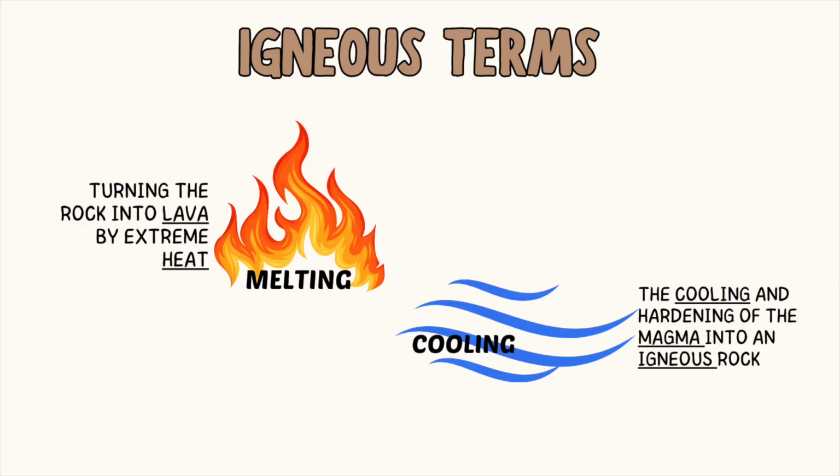Igneous rocks are formed when magma cools and hardens, okay? When things melt and are cooled. And we did this in our lab, and we'll look at that in a second. But essentially, if we turn rock into lava by extreme heat, that's melting it, and then it cools and it hardens, that is igneous rock. Igneous rock is formed by melting and cooling when magma cools and hardens.